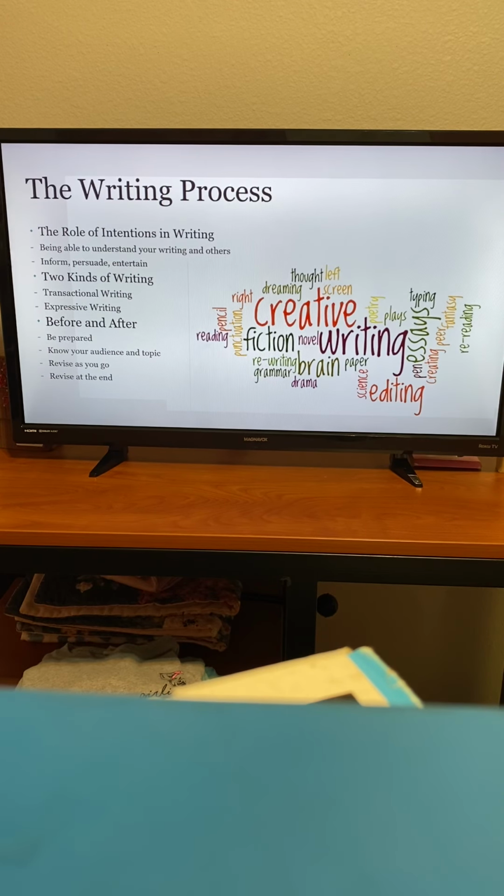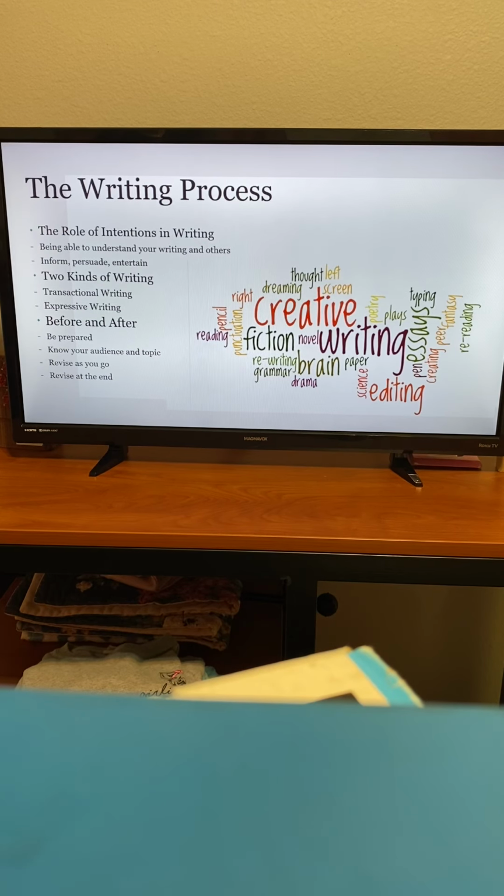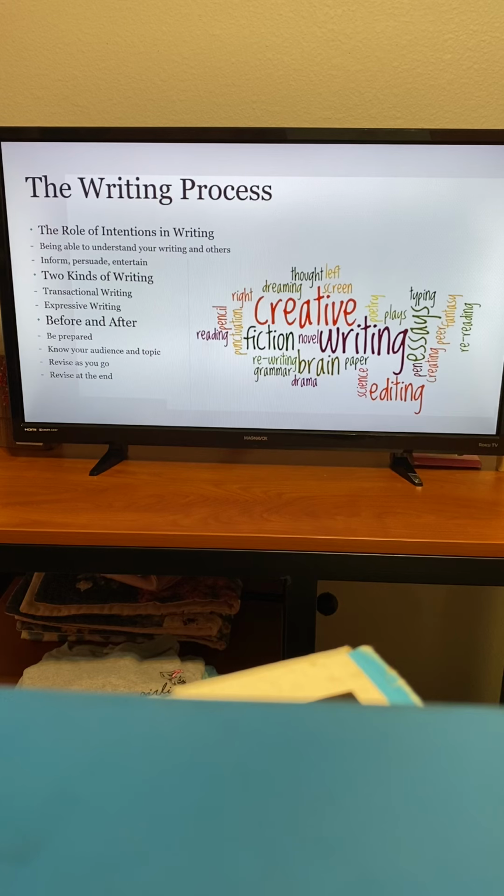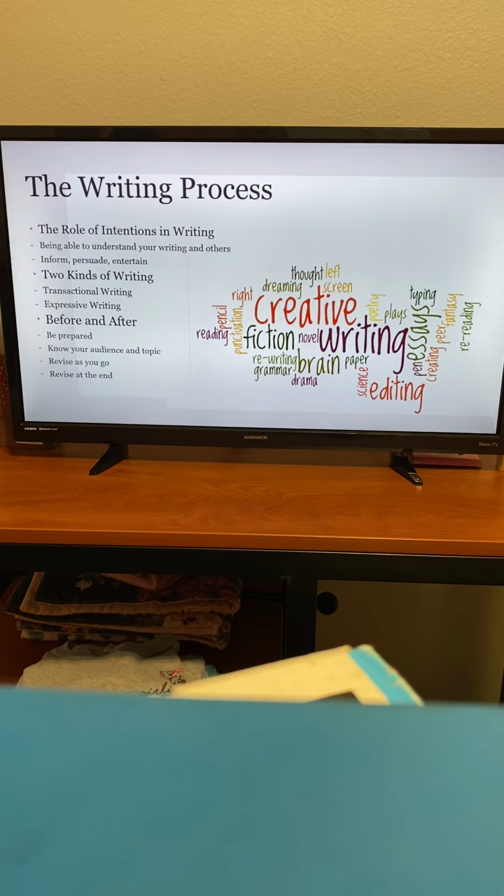And then we get into before and after. So when reading or writing, always be prepared. Have a plan. For instance, when writing, you're going to want to have a plan on what you're going to be talking about. And then you also want to know your audience. Who is going to be the one reading it? Who's going to be the one comprehending your thoughts? And then this gets into revise as you go and revise at the end. Revising or editing is always good when writing a paper because you can make changes or fix things as you go, and you can make your thoughts more clear.